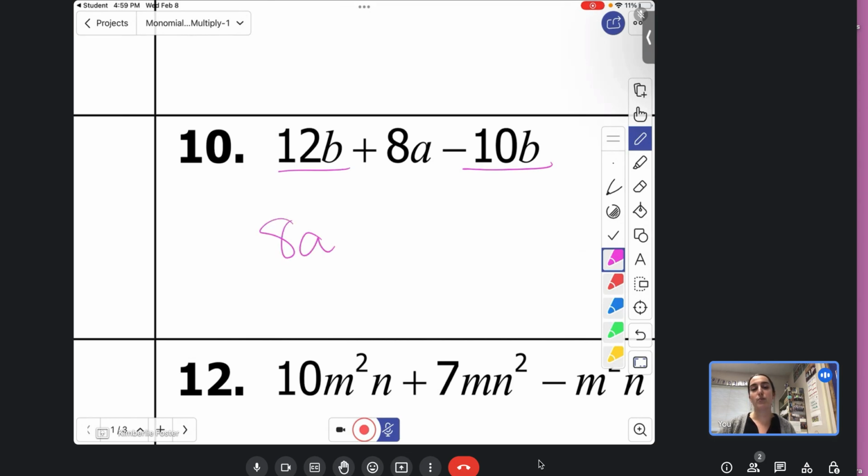And then I have 12b minus 10b. So 12 minus 10 is a positive 2b.